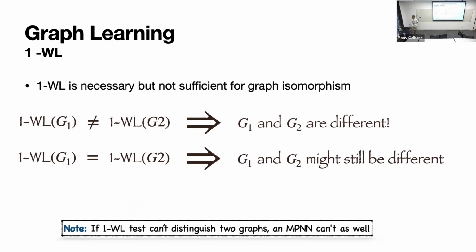The thing is that this 1WL test is necessary, but not sufficient for graph isomorphism. What this means is that if the 1WL test on G1 is different from 1WL on G2, then G1 and G2 are different. But if 1WL on G1 is equal to 1WL on G2, then G1 and G2 might still be different. The final note is that if 1WL cannot distinguish two graphs, then an MPNN cannot do it either, because MPNN inherits this limitation from the 1WL test.